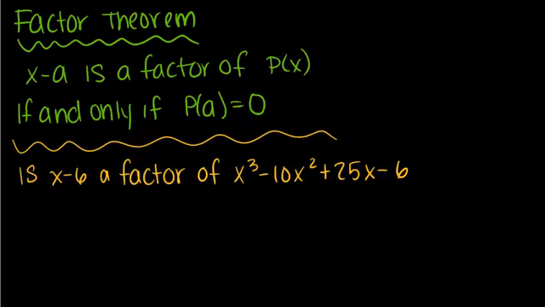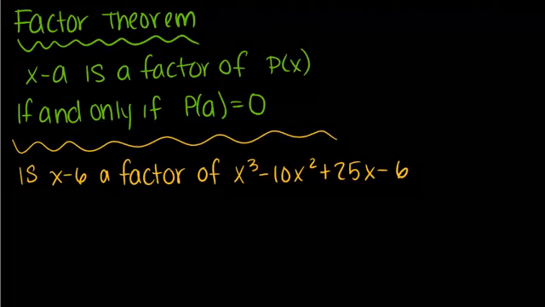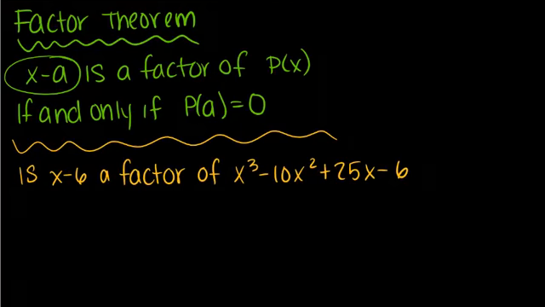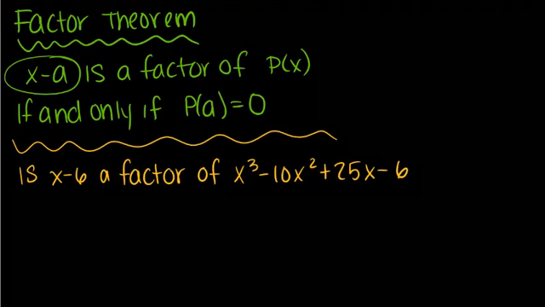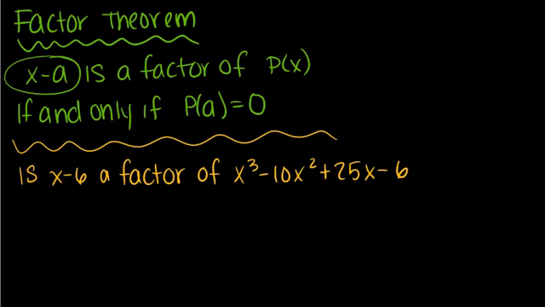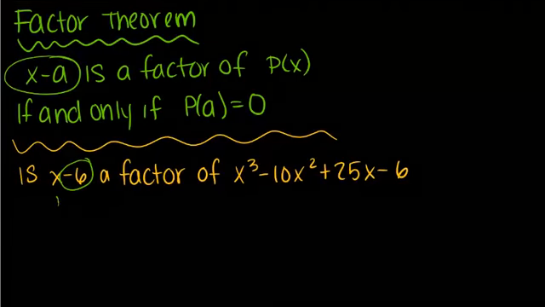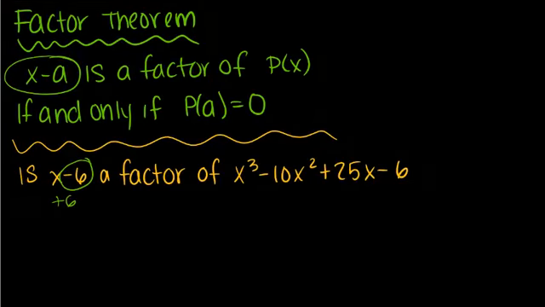The factor theorem basically says when you find the remainder, if the remainder is 0, then what you divide by is a factor. So in this case, if I'm looking to see whether x minus 6 is a factor of this polynomial, then what I'm going to do is once again take this minus 6 and change it to a positive 6, and I'm going to substitute it in.